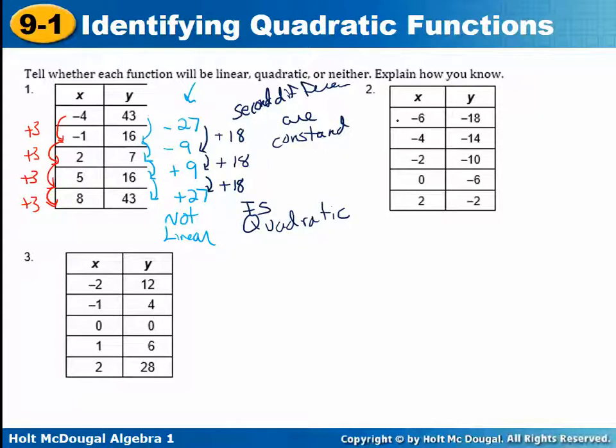And then for number 2 and 3, you would do the same thing and decide if the first differences are constant, then it's linear. If it's linear, you would stop and not find the second differences. If it's not linear, if these are not constant, then continue and see if these second differences are constant. If yes, stop and say it's quadratic. If not, you would have to say neither.